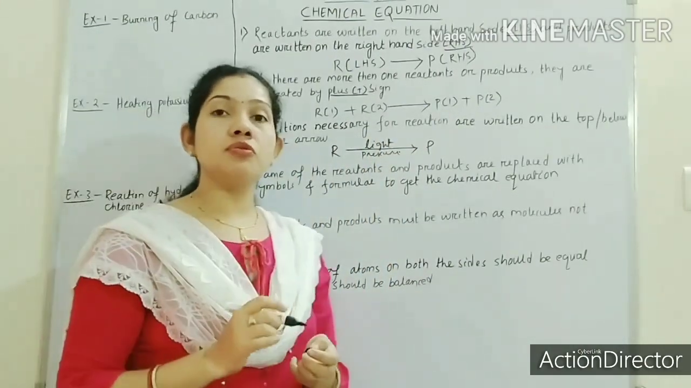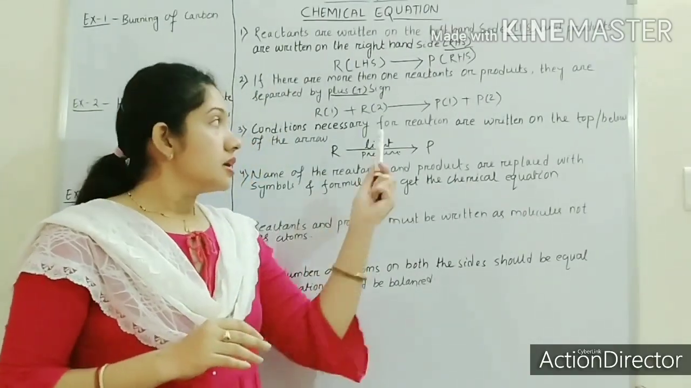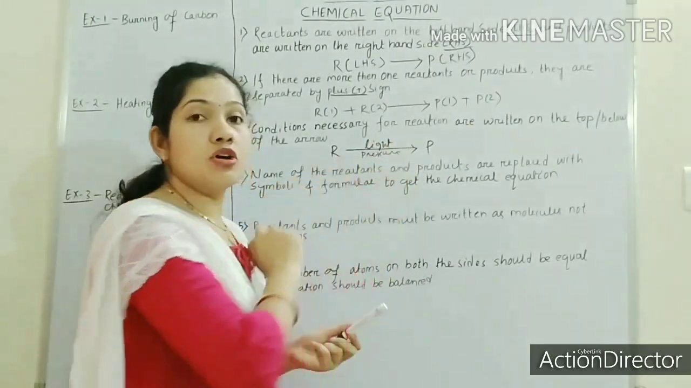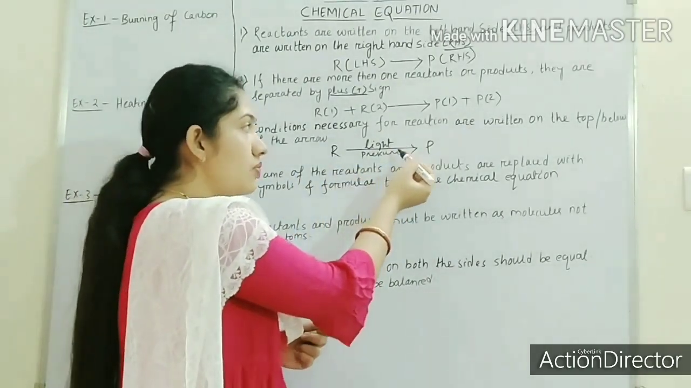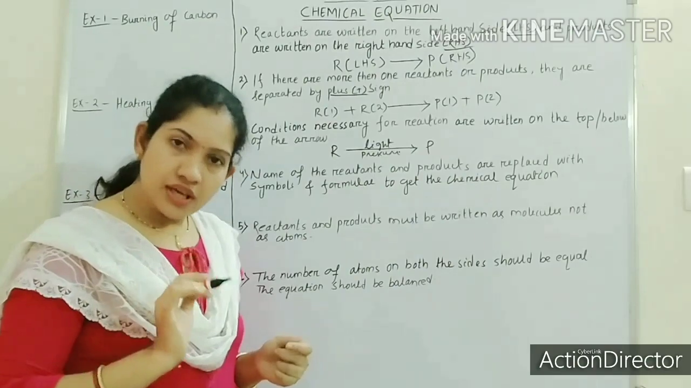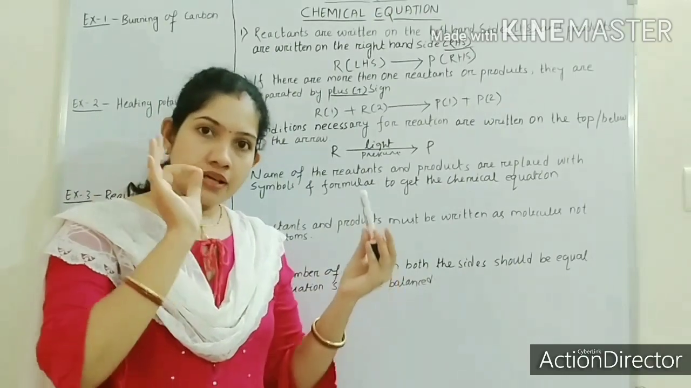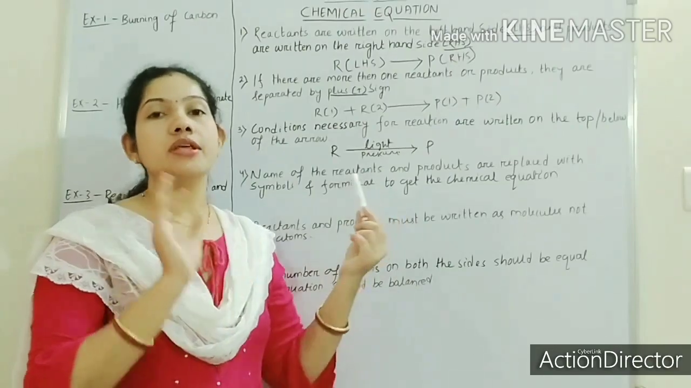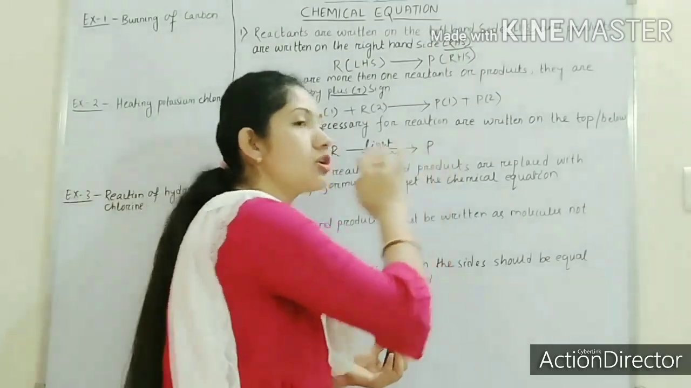You might have observed while we are writing the equation for photosynthesis, we write the condition, that is the sunlight and chlorophyll, at the top and below the arrow mark. This side we write the reactants, and just over and under the arrow mark we write sunlight, and below we write chlorophyll. Whichever condition is necessary must be written on the top or below the arrow mark. We cannot write it towards the reactant side or the product side.